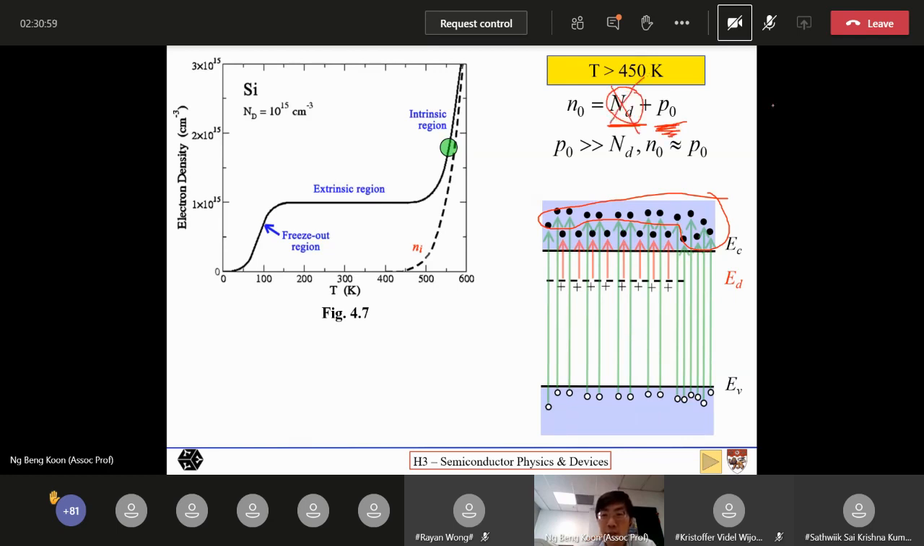Okay, and the N naught and the P naught now become approximately the same, which is this portion of the graph. It becomes so large that N naught and P naught become the same, and this becomes like a pure semiconductor again, right? Because if you look at a pure semiconductor, the number of electrons and the number of holes are the same. And this actually would not be the regular N-type, P-type anymore, right? It sort of reverts back to a pure semiconductor behavior.